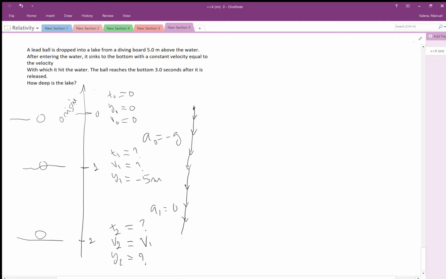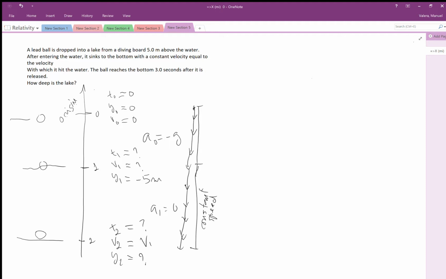So, constant speed from here to here, and increased velocity in the other segment. So now let's see how we solve this problem.